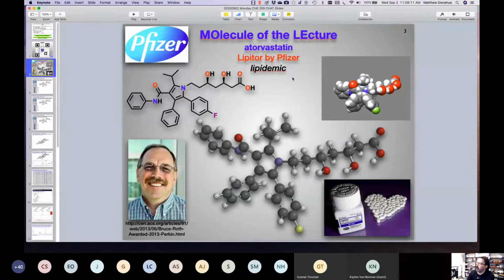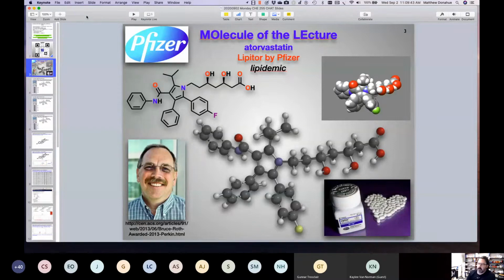information about Lipitor. So the brand name is Lipitor, and it's sold by Pfizer Pharmaceuticals. Pfizer is obviously a world renowned pharmaceutical company. It was started by a man, Charles Pfizer, in, I believe, Brooklyn, New York. So Lipitor is sold as atorvastatin.